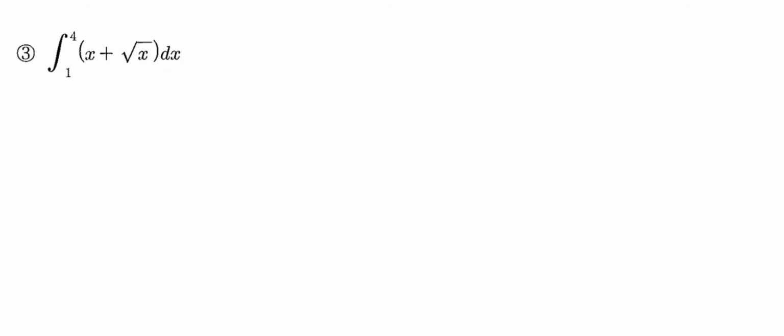All right, for this next question, I have a lower bound of 1 and an upper bound of 4. And before I find the antiderivative, it might be best to change that radical into a power. So let's just rewrite the problem so that everything is written in terms of a nice power. So a lower bound of 1, upper bound of 4, and then I have x plus x to the power of 1/2 times dx.